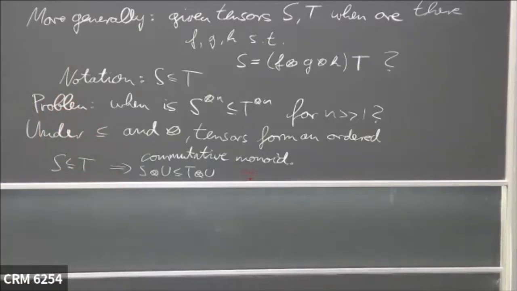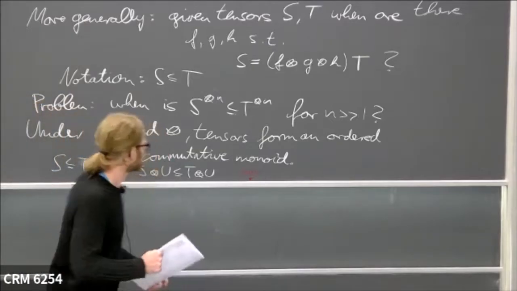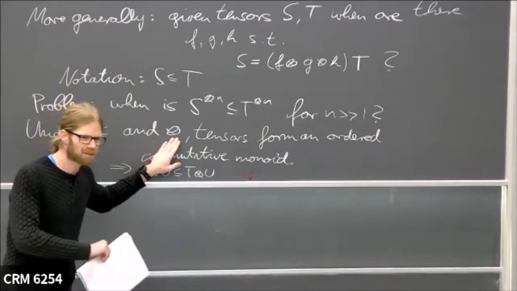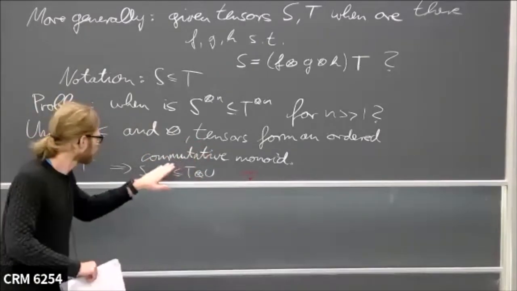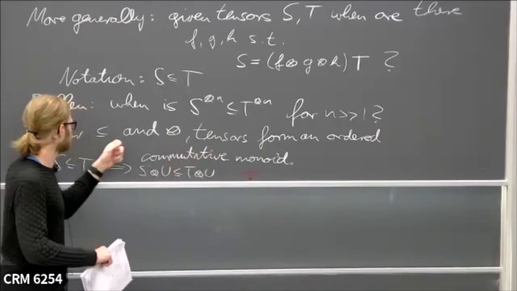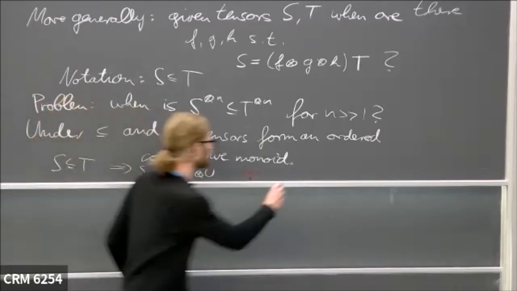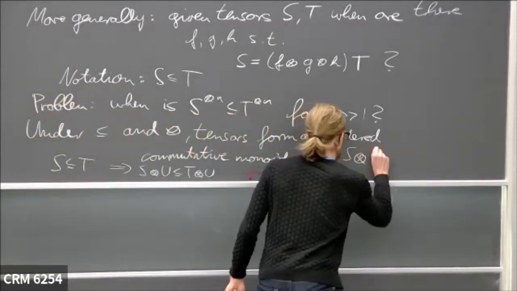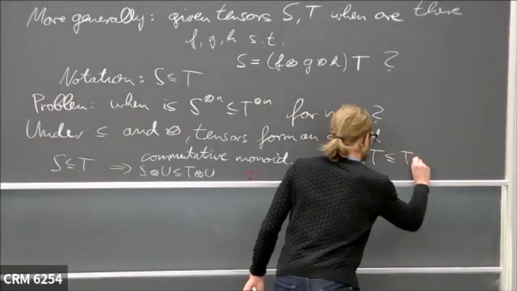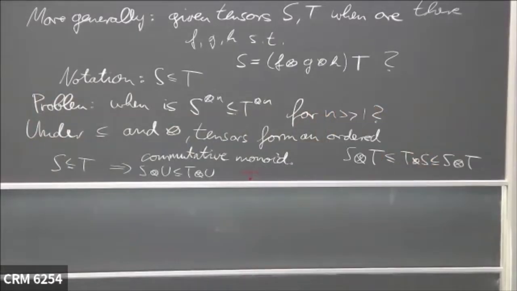So you probably said it already, but I missed it. Commutativity refers to what? Just that the tensor product is a commutative binary operation on the set of tensors, at least modulo the preorder equivalence. So that for any S and T, we have this inequality, I mean, the inequalities go both ways.